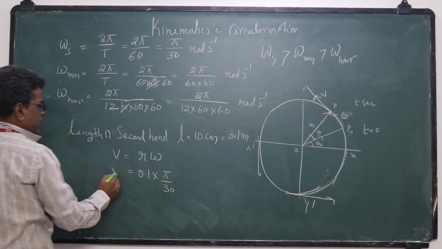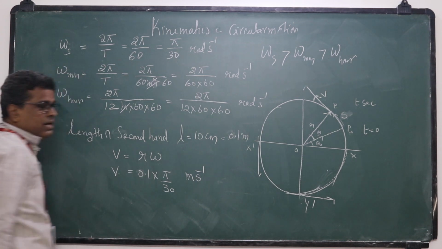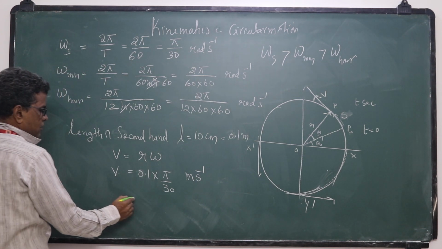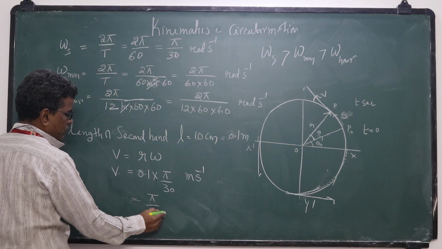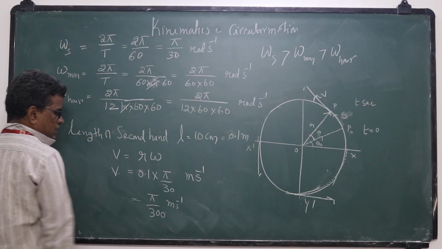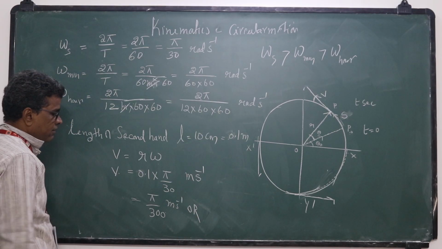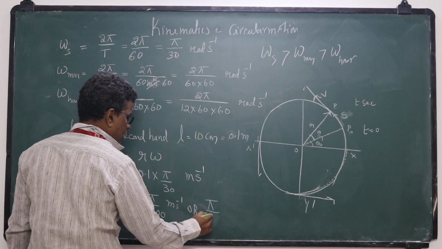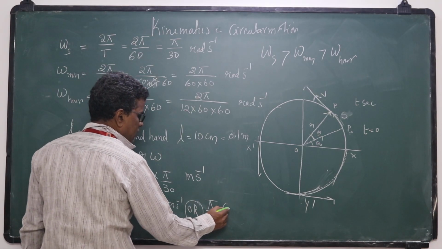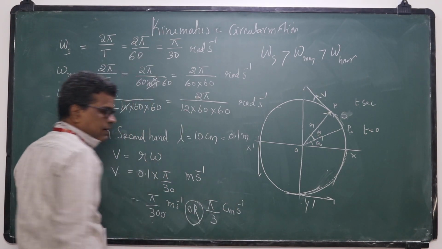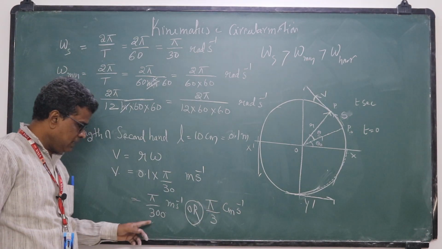The unit of linear velocity is meter per second. So you will get pi by 300 meter second inverse. Or if you want to convert into centimeters per second, multiply with 100. That is pi by 3. You will get pi by 3 centimeters second inverse. Convert meter per second into centimeters per second, you multiply with 100.